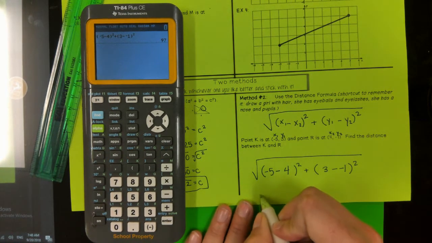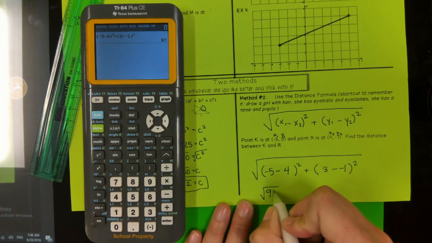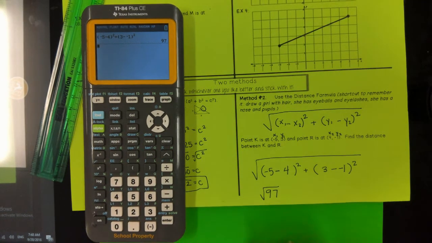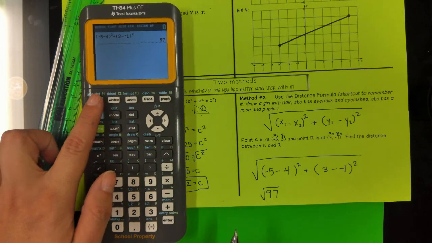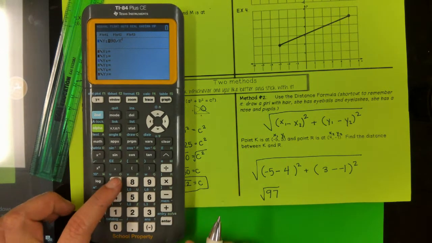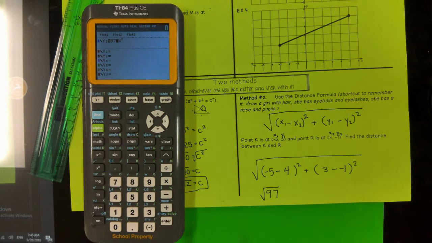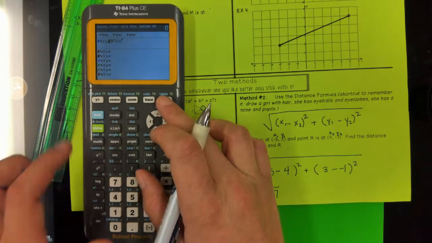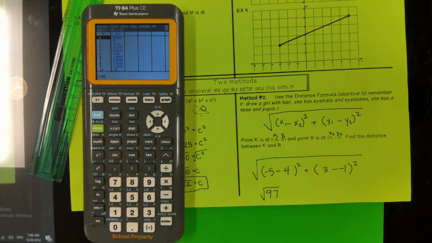So I have the square root of 97. And then I'm going to do the same thing where I go to y equals. Instead of 50 right here, I'm going to put a 97. You'll notice I don't have to clear the whole thing out. I can just click 97. It'll type over my 50. And then I'm going to go to second graph to look at my table.